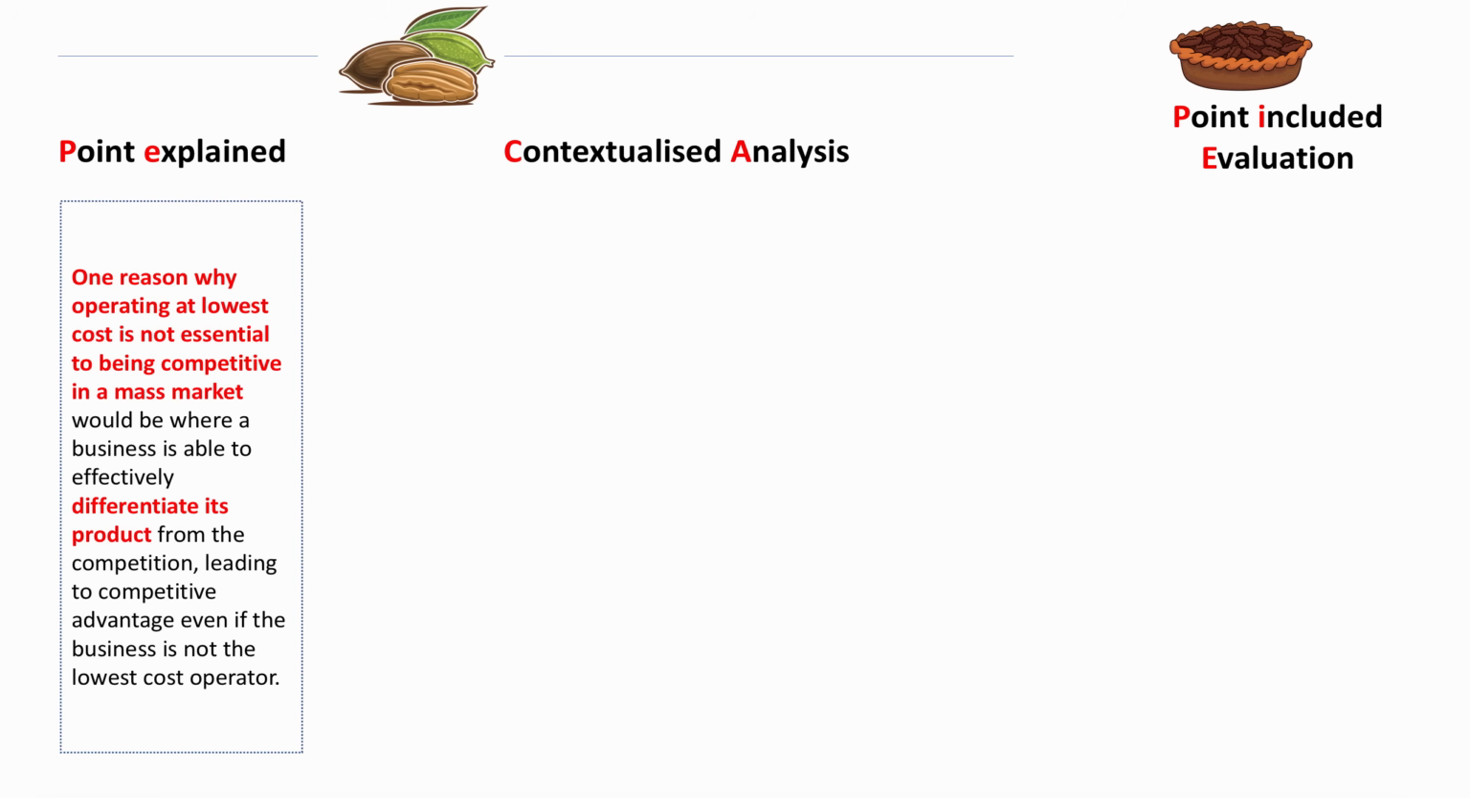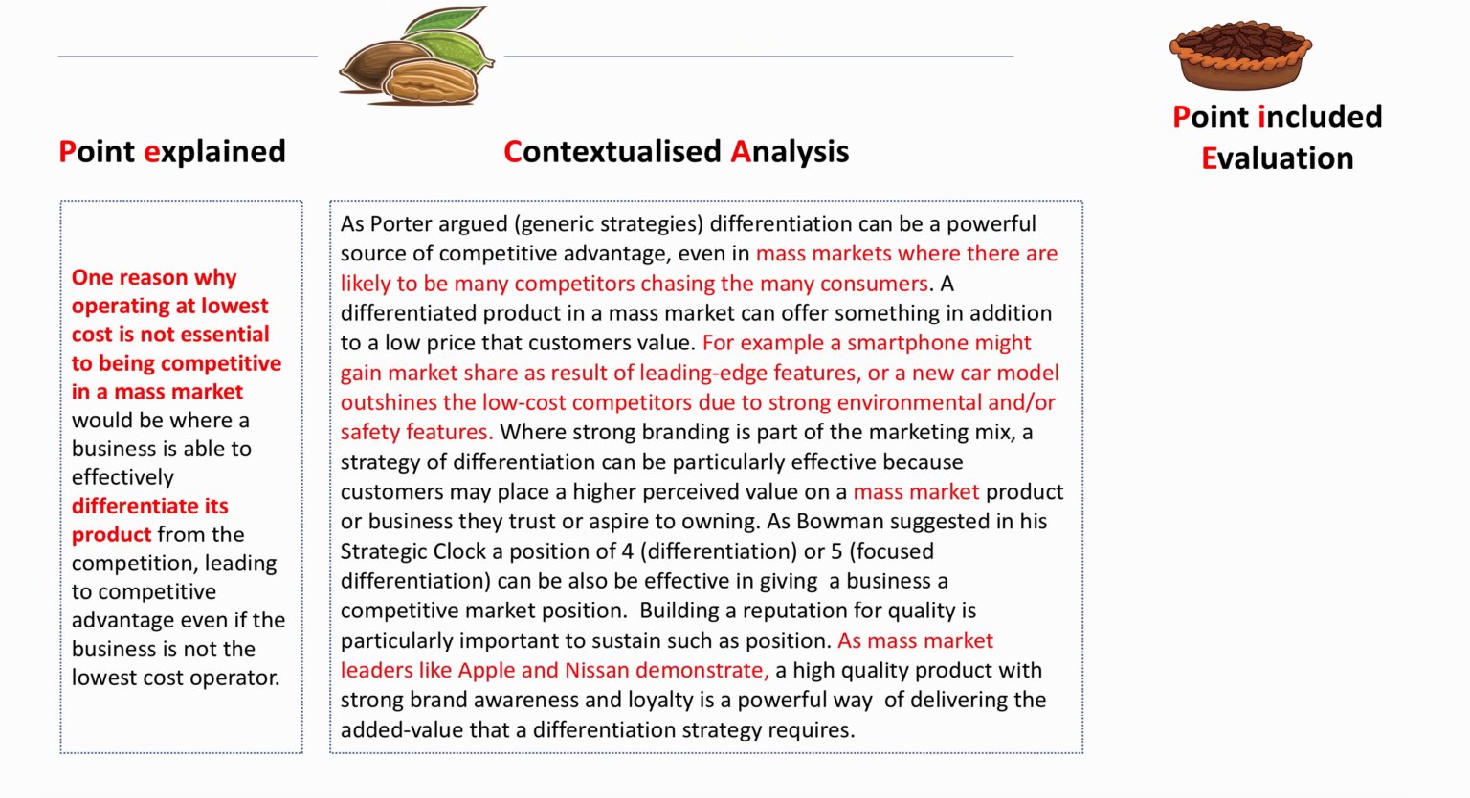So I've very clearly stated that this point is going to be about differentiation as a source of competitiveness in a mass market. Therefore, that's an argument why you do not necessarily need to operate at lowest cost. What I now need to do is to bring in my contextualized analysis to try and explain how and why that point is relevant, but in context. As Porter argued, and you'll see here, just by putting the words generic strategies in brackets, I've brought in a relevant model, so I don't need to spend a page explaining what Porter's generic strategies model was. Just mention it in a relevant way, gets you the credit.